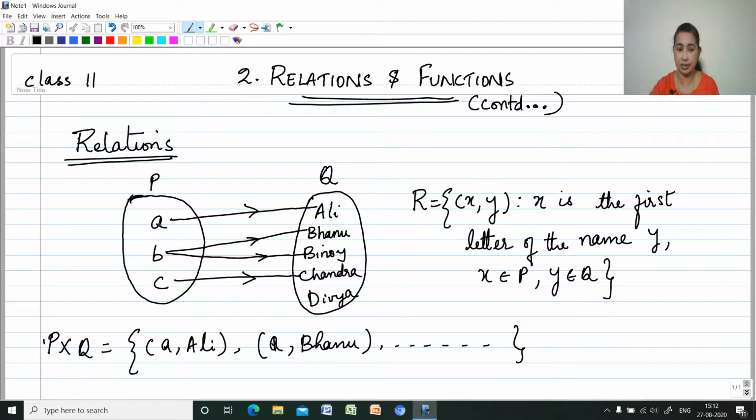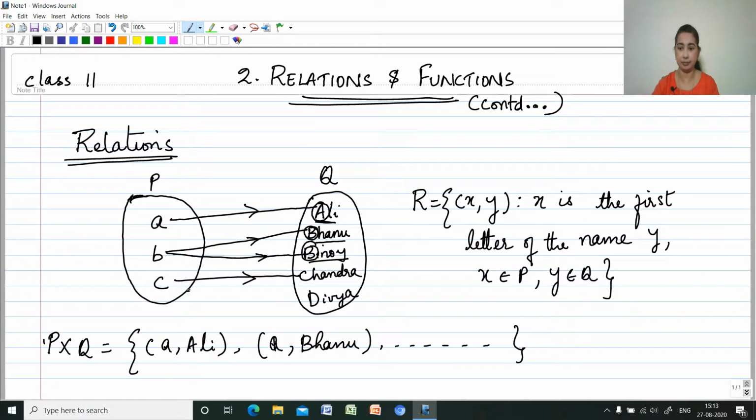If I am considering A, then the first letter of the name in the second set, that is Ali, is A. So A can be mapped only to the name Ali. There is a relation between A and this person. In the same way, B is mapped to Banu and Binoy, because in the second set the first letter B is in the names Banu and Binoy. Both have B as the first letter.